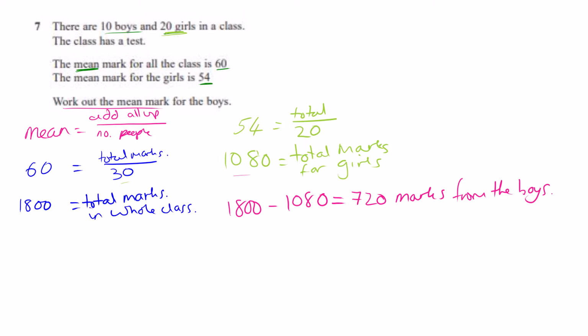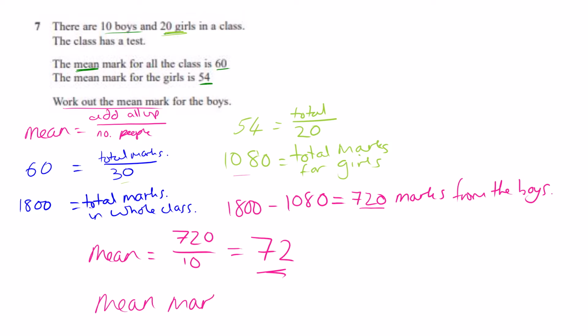Now, we've been asked to work out the mean for the boys. If we've got total marks, then the mean is equal to the total marks, 720, divided by the number of boys, which is 10. So they have a mean mark of 72. So mean mark for the boys is 72. And that would give you full marks.